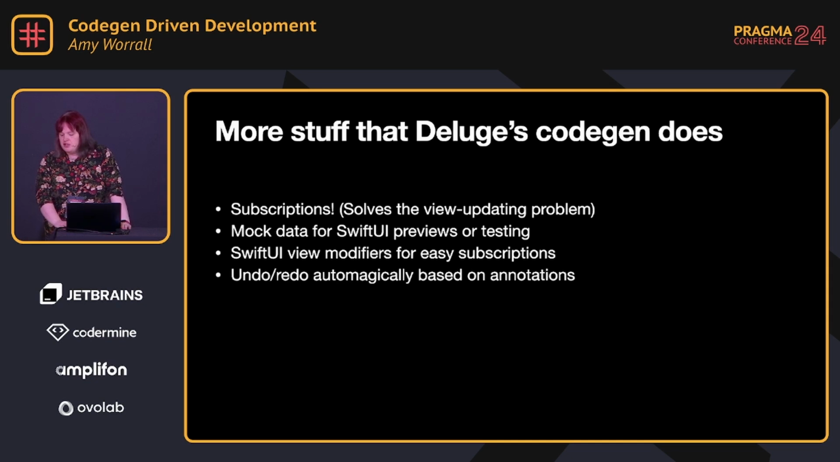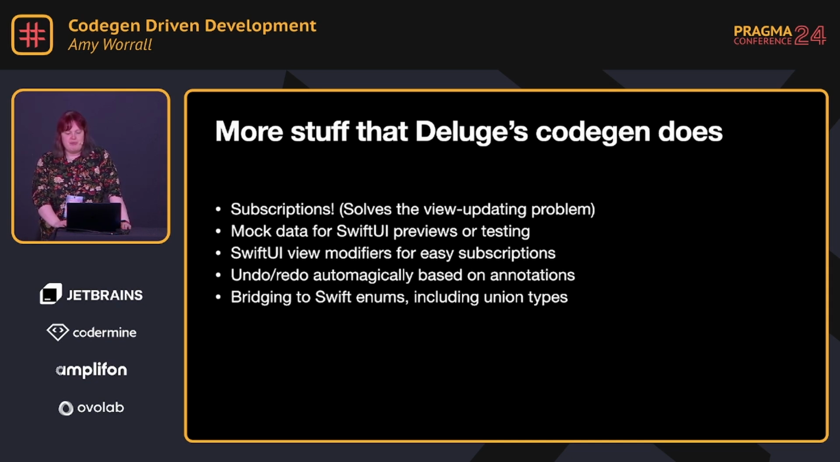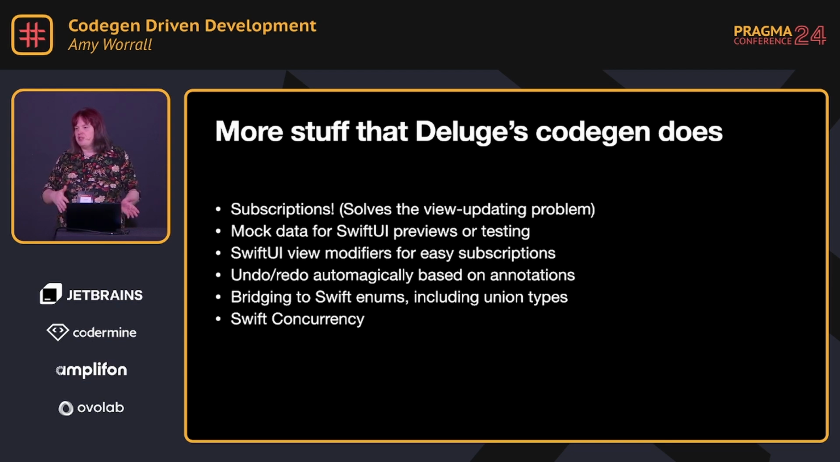I've added undo and redo. And we've got things like bridging to Swift enums, including the union types where the enums can have associated values within the cases. I've got some support for Swift concurrency. All of this stuff was built with CodeGen.